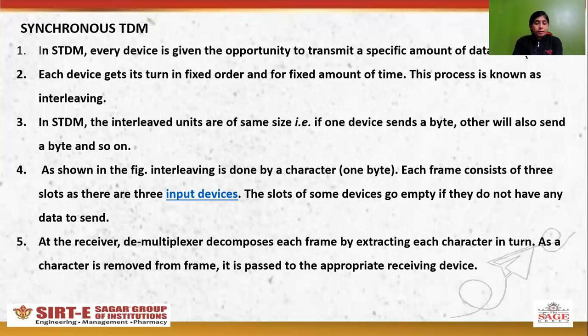At the receiver, the demultiplexer decomposes each frame by extracting each character in turn. Here, as I have told you, demultiplexing is one to many. Here, it will distribute the data. As a character is removed from the frame, it is passed to the appropriate receiving device.